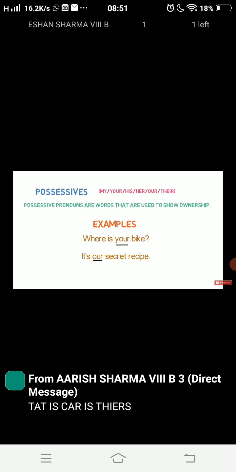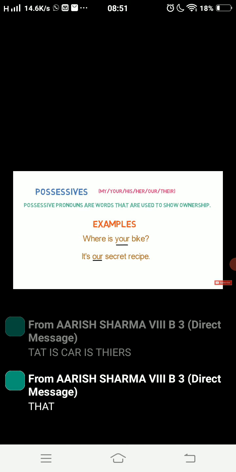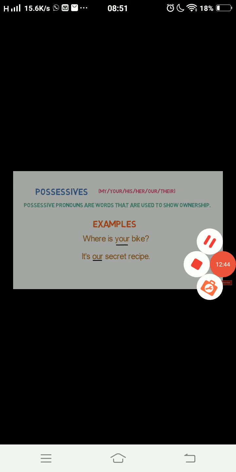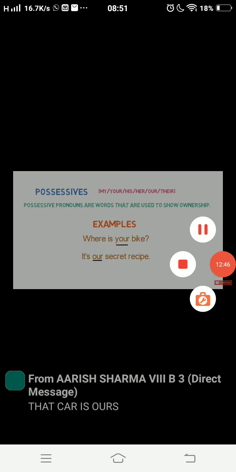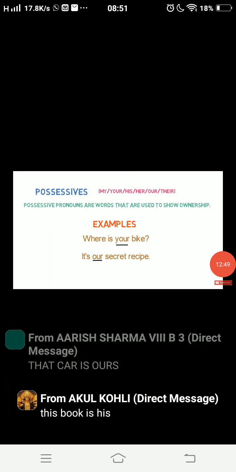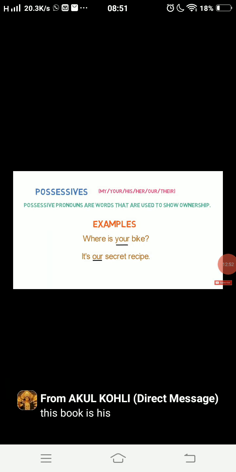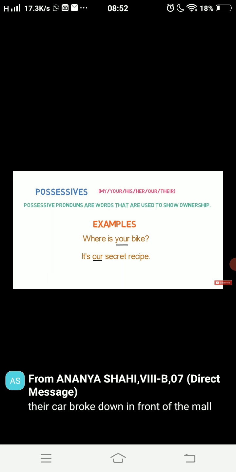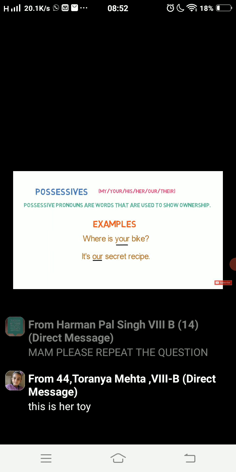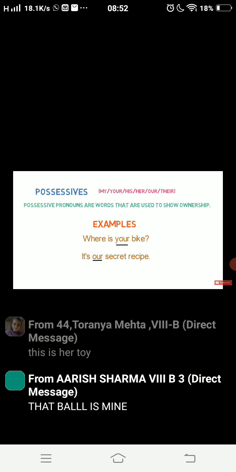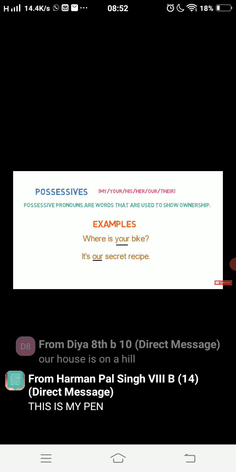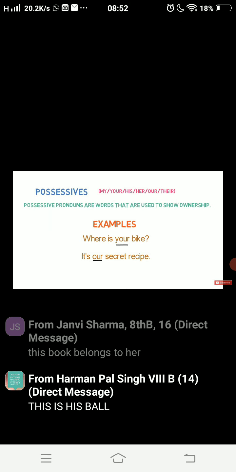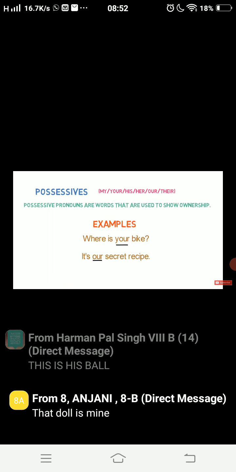So quickly, frame one sentence using possessives. Hurry up so that I can know how many students are attentively listening to me. I'm going to appreciate you. Good. Arish has written, that car is ours. Very good. Akul, this book is his. Ananya has written, their car broke down. Very good. Taranya, this is her toy. Arish, that ball is mine. Diya, our house is on a hill. Janvi, this book belongs to her. Harman, this is my pen. Anjani, that doll is mine.